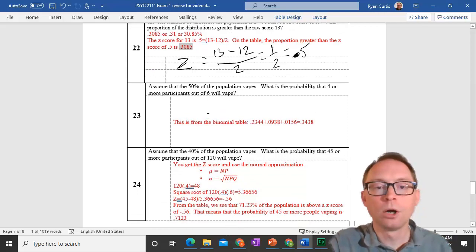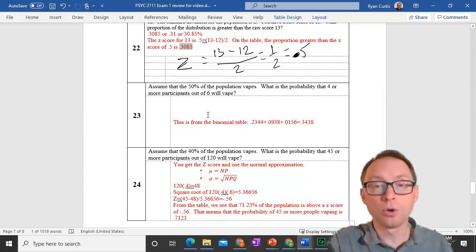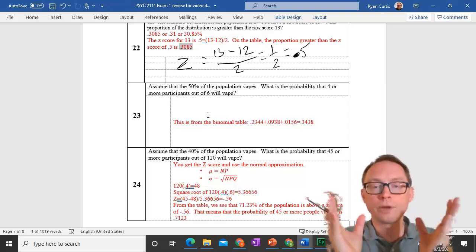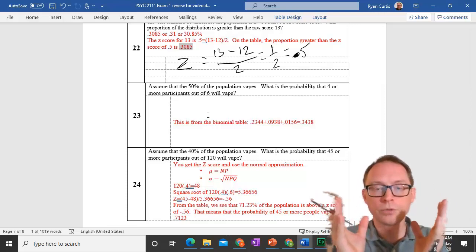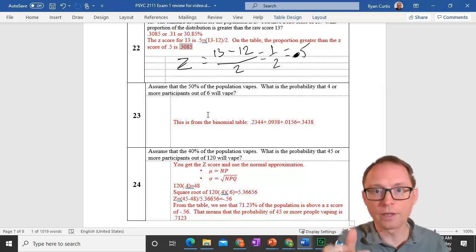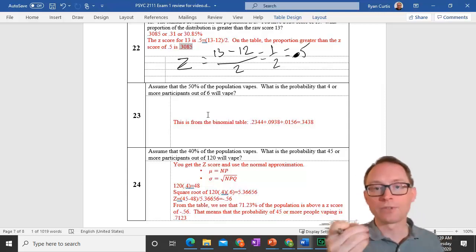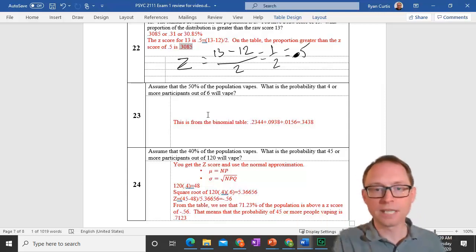Okay, 23. Assume that 50% of the population vapes. What is the probability that 4 or more participants out of 6 will vape? Okay, this is a binomial. You either vape or you don't vape. So these are mutually exclusive, this or that. It's like a coin that you flip, right? So the question here is the same as asking, what's the probability of getting 4 heads out of 6 flips of a coin? It's the same question.